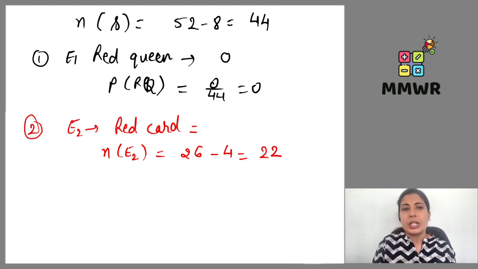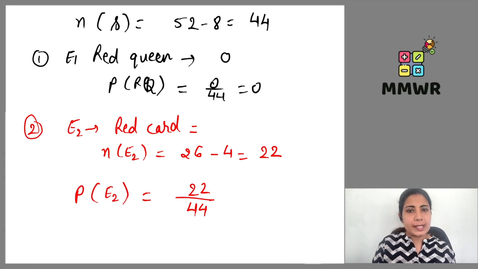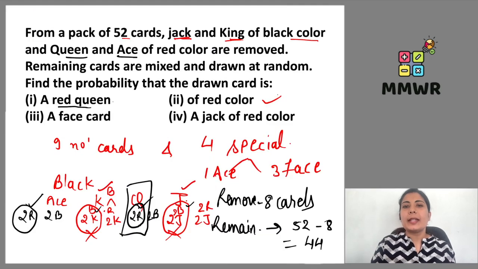Right, 22 cards are left with us. So the probability for the red card, the probability for event 2, will be 22 upon 44. Total 44 cards are there, out of which 22 are black and 22 are red. So 22 ones are 22, 22 twos are 44, 1 by 2 is going to be the probability for the second event, red color. Okay.